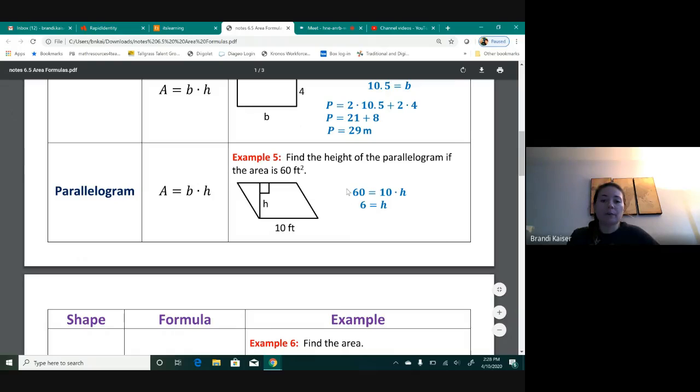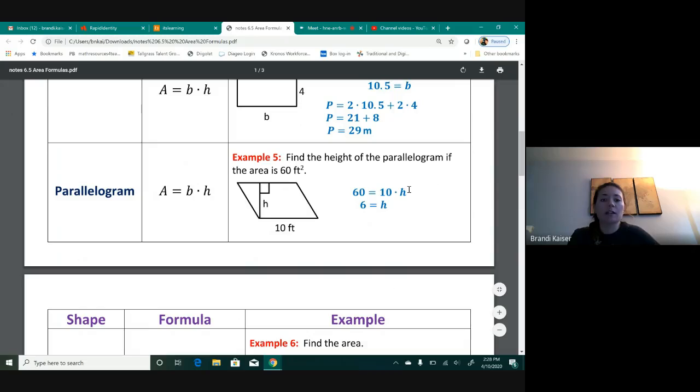So if I set up my formula, 60 would be the total area, and I set that equal to 10 times h. All you have to do is divide by 10, and you get your h. Your h would have to be 6, or your height of the parallelogram would be 6. So that is one way to use this stuff.